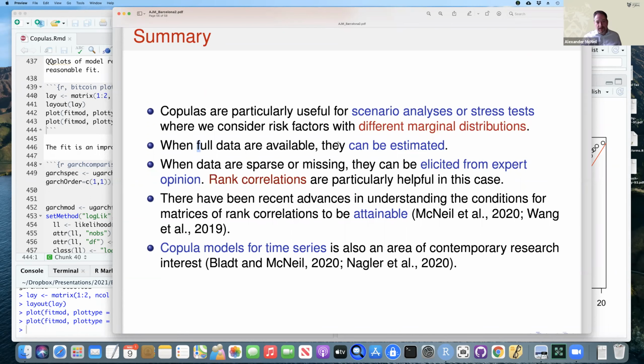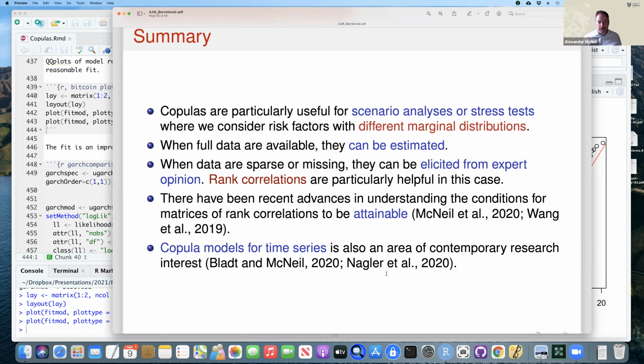When full data are available, they can certainly be estimated from data, but they become really interesting when you're doing scenario analysis with sparse or missing data, and even with expert opinions. And I tried to show that rank correlations can be really helpful when you are trying to work out how to pick a copula in practice. There have been recent advances in understanding the conditions for matrices of rank correlations to be attainable. I mentioned my own work, but there's another paper on Spearman correlation by Wang et al., which looks at similar things for Spearman correlation. And copula models for time series is an interesting area of contemporary research.